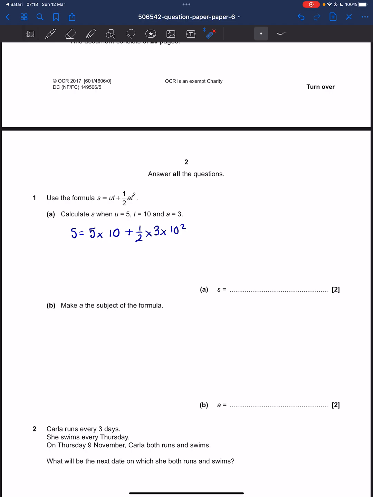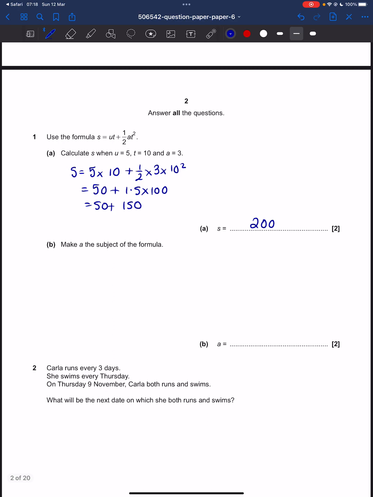I'm going to type that straight into my calculator. In fact, I'll do that in my head, so it's 50 plus 1.5 times 100. Okay, so I've done the 100 and 1.5. So it's 50 plus 150, which is 200.